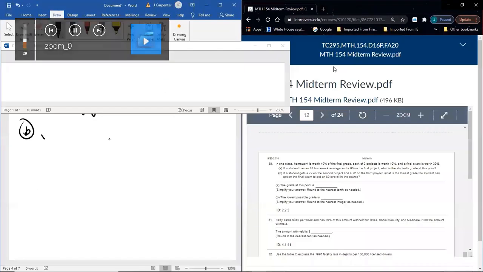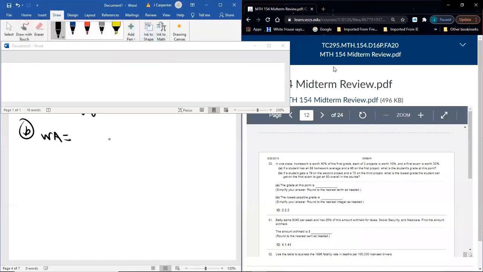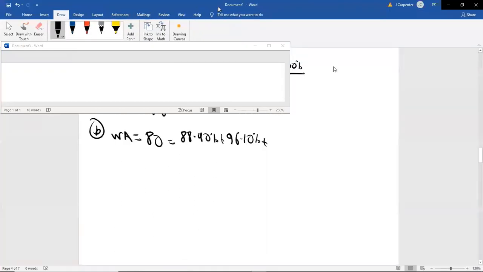Have other things to account for. Our weighted average, which we want to be an 80 overall. We still have our 88 on the homework. We still have our 96 on the first project. But now we have a 79 and a 72 on the other projects.